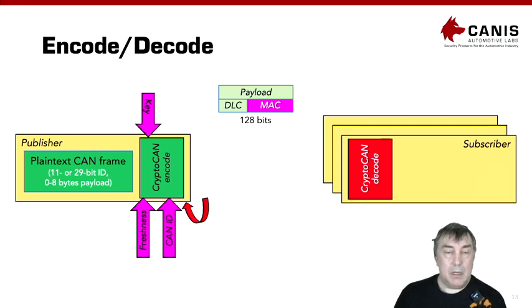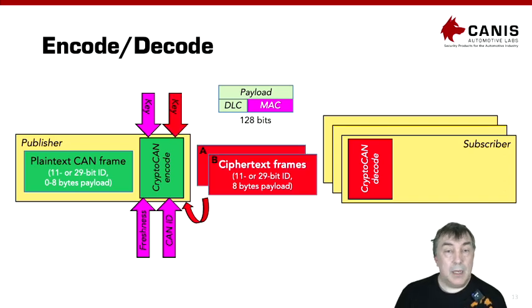And then that 128-bit block is run through with its previous ciphertext value and the encryption key, and that gives us the total ciphertext. So we produce a plaintext payload, DLC and MAC code, and then we encrypt the whole lot with a factor from the previous ciphertext. And that gets sent on the CAN bus.